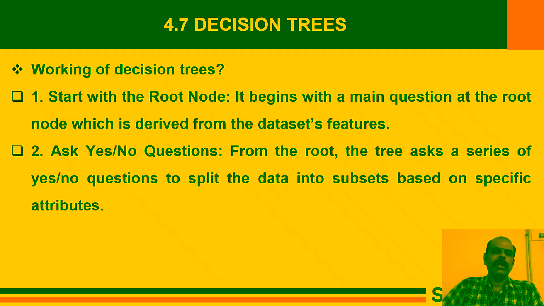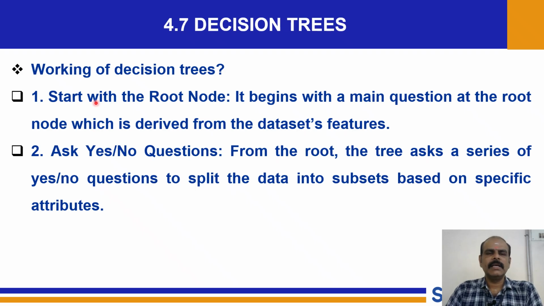Now we'll see one by one. So working of decision trees, start with root node. It begins with the main question at the root node, which is derived from the dataset features. Ask yes/no questions. So questioning methodology is going to be implemented here. From the root, the tree asks a series of yes/no questions to split the data into subsets based on specific attributes. So initially it starts at the root, then questions are there. Based on this questioning methodology, the subsplitting is going to occur.